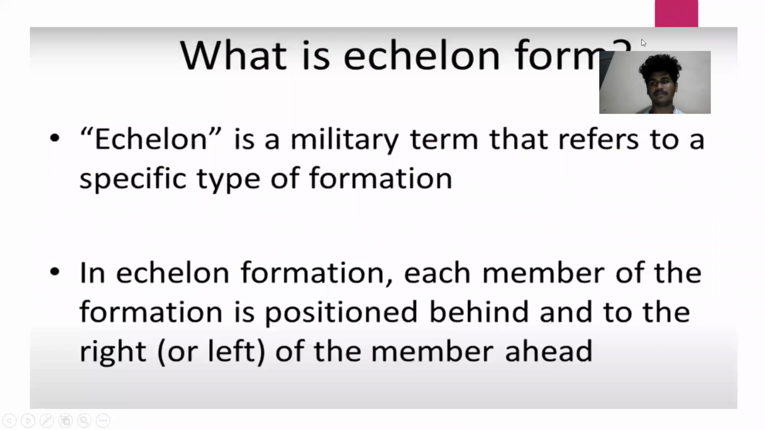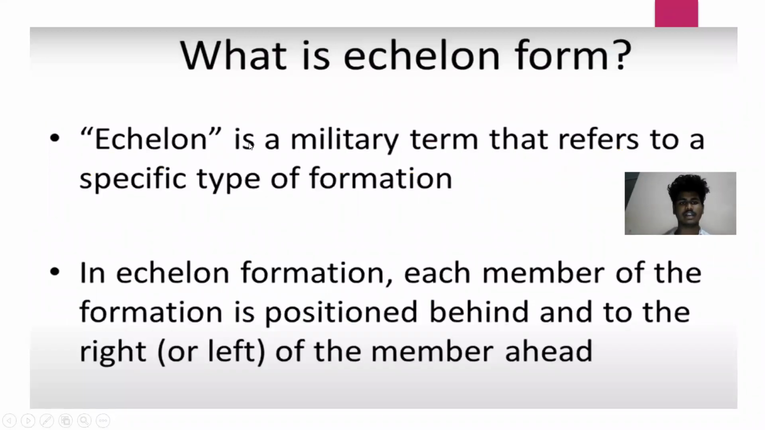What is echelon form? Echelon is a military term that refers to a specific type of formation. In echelon form, each member of the formation is positioned behind, either right or left, of the member ahead.